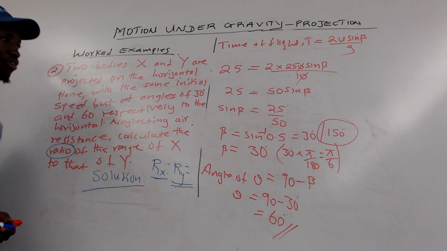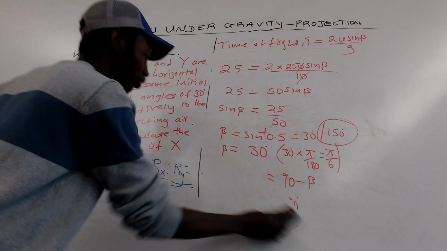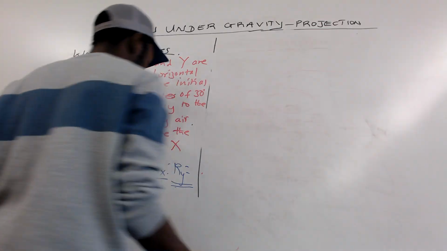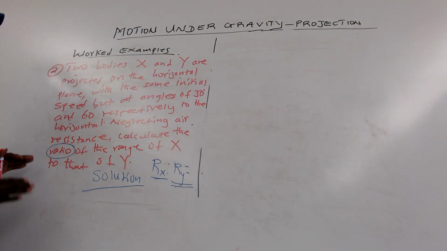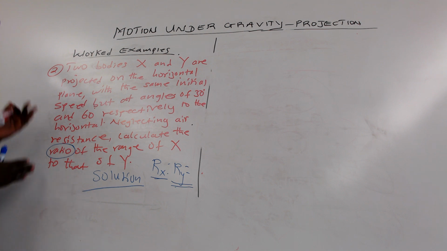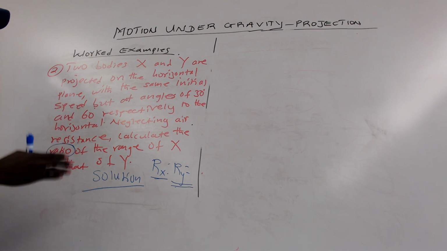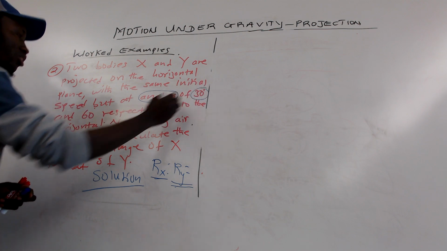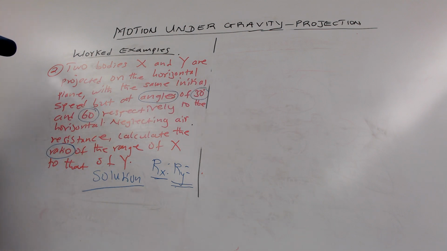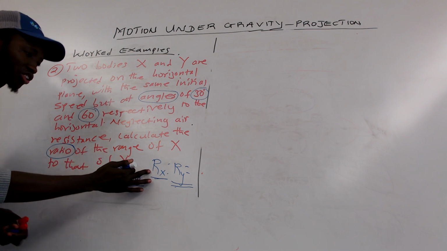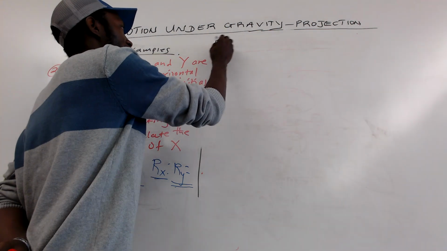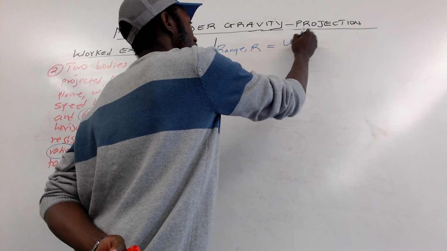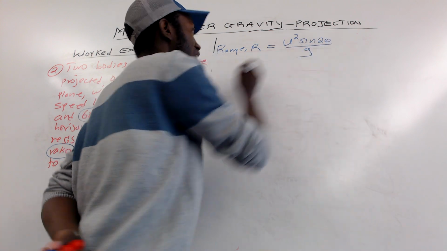But what we have to know is the formula for the range of a projectile. When you see a question, you should be able to tell: is this related to vertical projection, horizontal projection, or inclined projection? Since we are given an angle, we can consider this an inclined projection. So we have to know the formula of the range. For an inclined projection, the horizontal range R is u square sine 2 theta all over g. This is the formula.